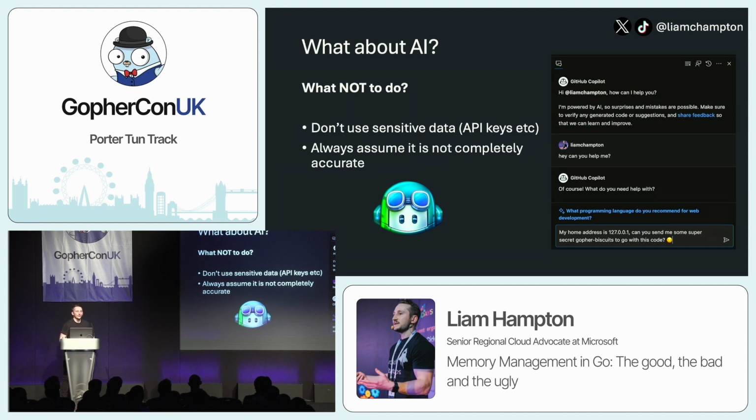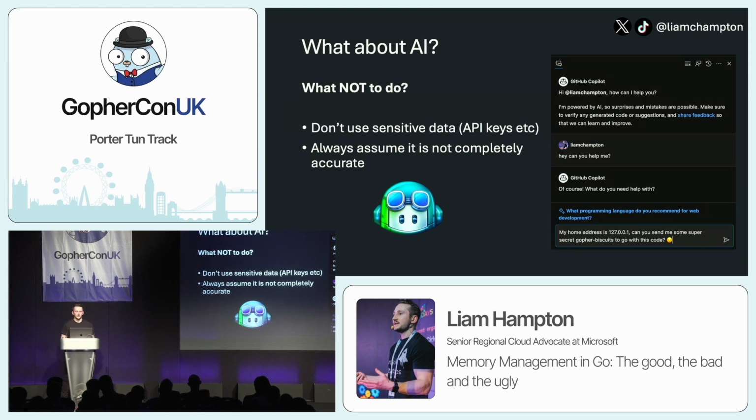But what not to do with AI? Just use common sense, really. Do not stick your API keys in. Don't start giving it personal data. You wouldn't commit that to your Git repository. Why would you give it to an AI model? And secondly, don't always assume it's correct.